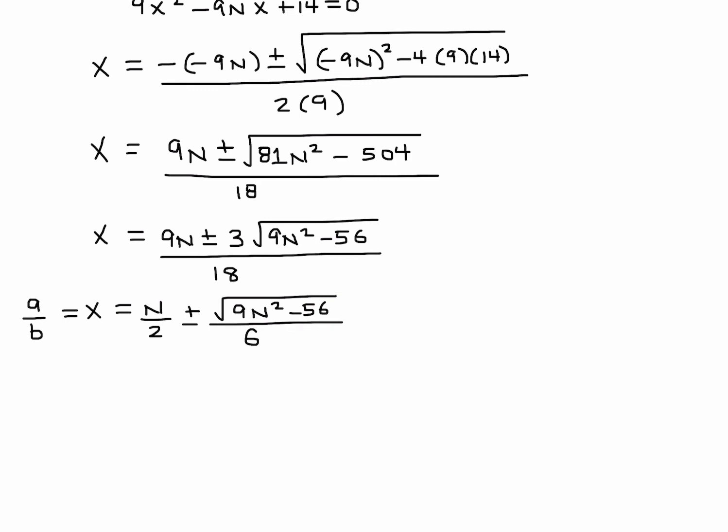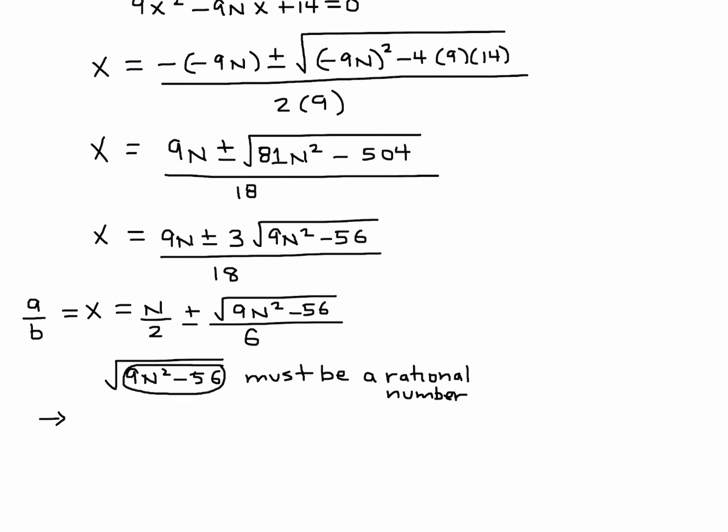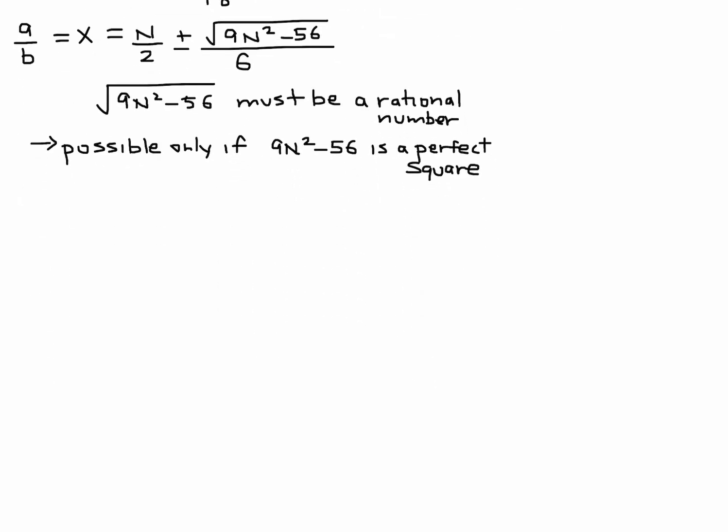And in particular, what we mean is that 9n squared minus 56 under the square root sign must be a rational number. And the only way that's possible is if what is inside the square root is a perfect square. So 9n squared minus 56 has to be some perfect square. We'll call it m squared. And now we will use this information to try to figure out what n is.